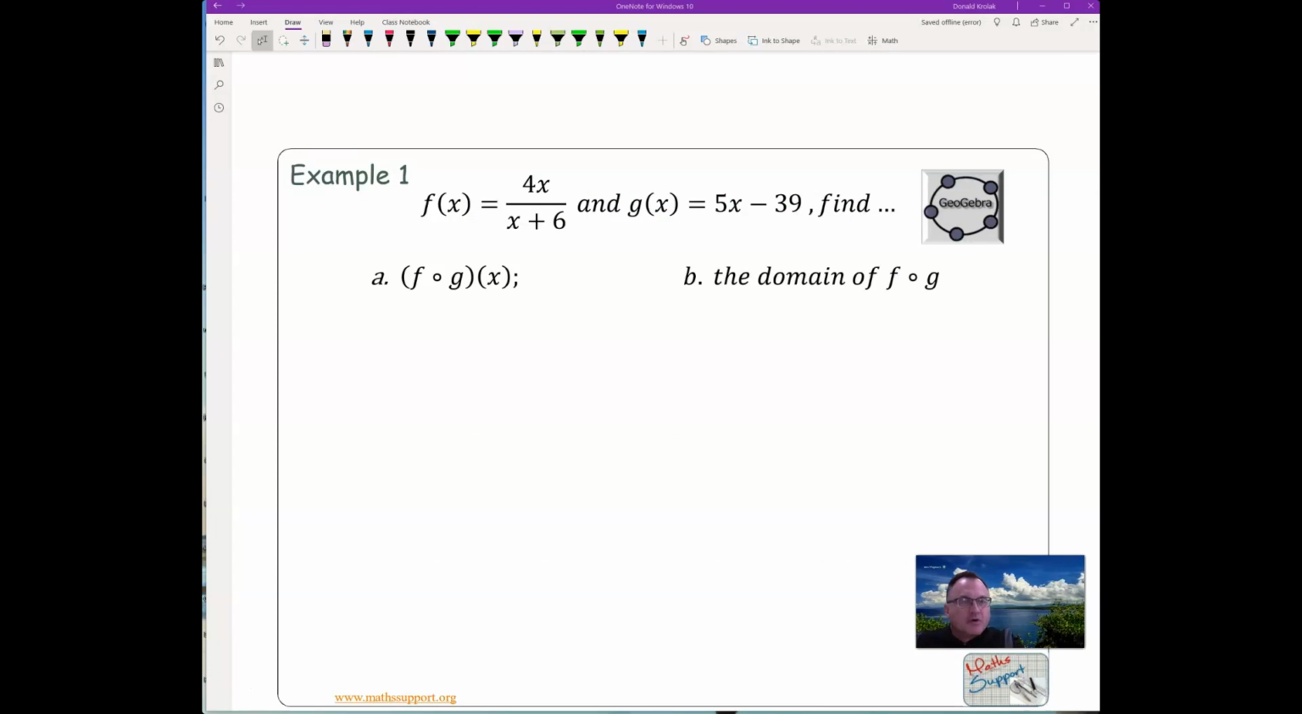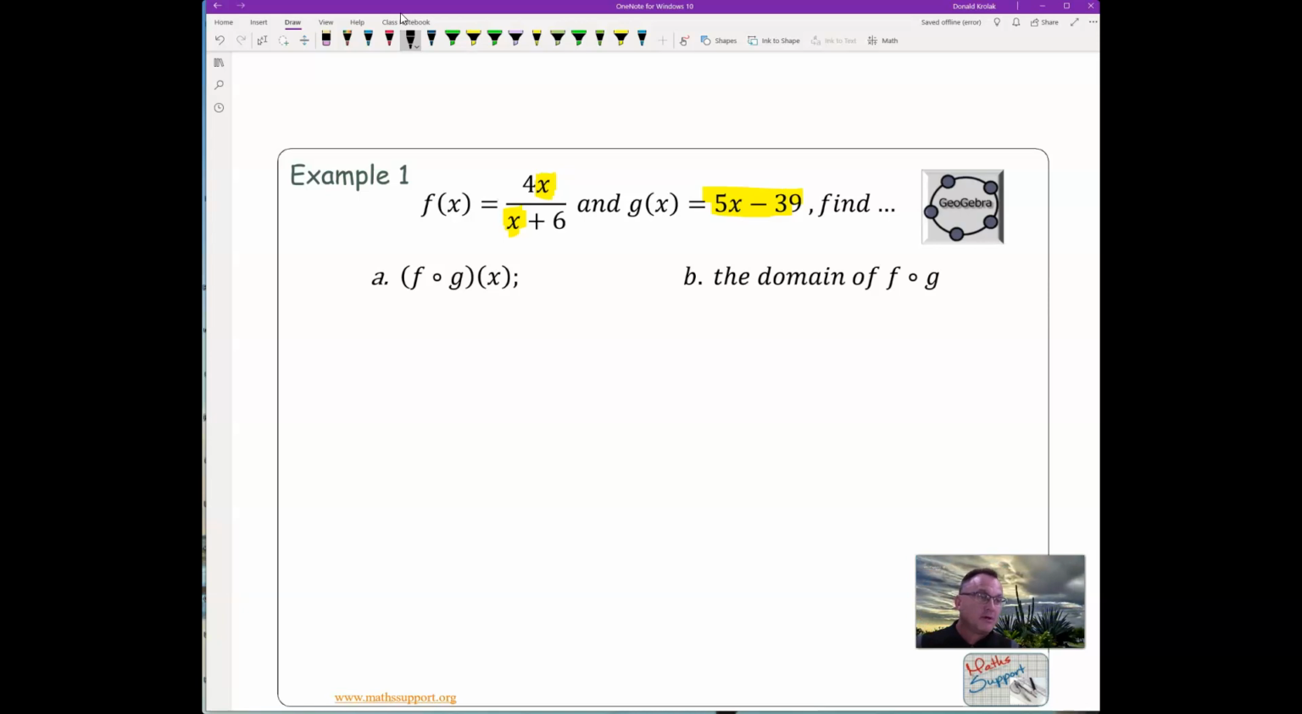Okay, so here are your two functions, f of x and g of x. The first thing we're going to do is the composition f of g. So g is the inner function, and it's going to go into f. Basically, wherever there's an x in the f function, I'm going to replace it with the expression 5x minus 39.